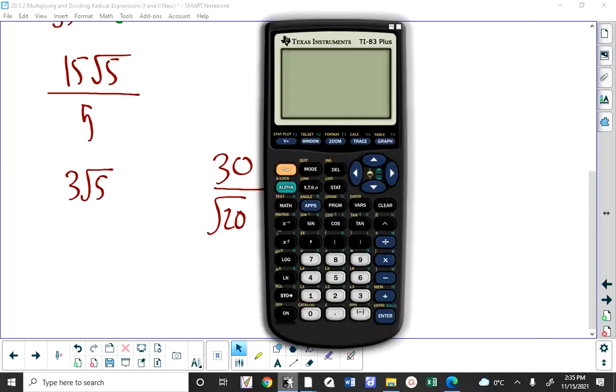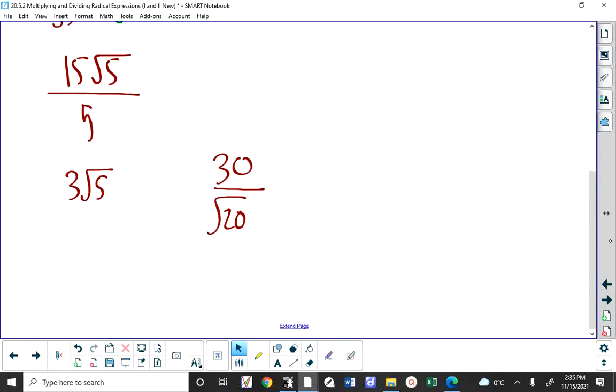Just to check this out, 30 divided by root 20, 6.7 something, 3 root 5. It's the same thing. But it carries with it all of the conditions that we need in an answer. The radical is as simple as possible. All coefficients have been divided with all coefficients. All radicands have been divided with all radicands. And you have no radicals in the denominator. Those are the conditions.